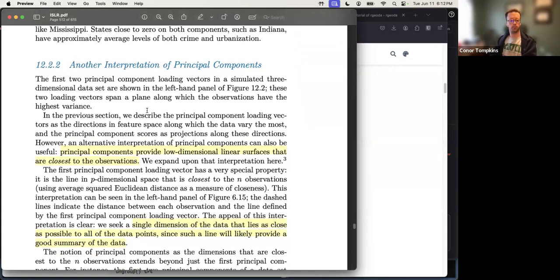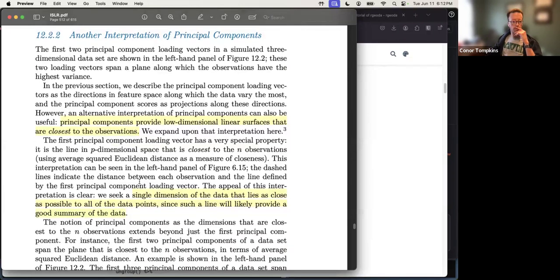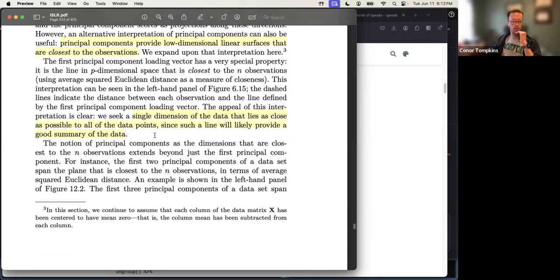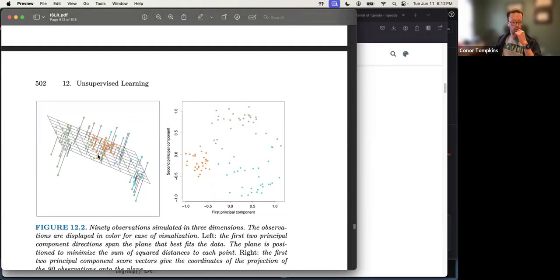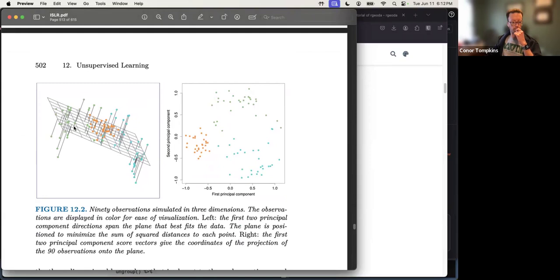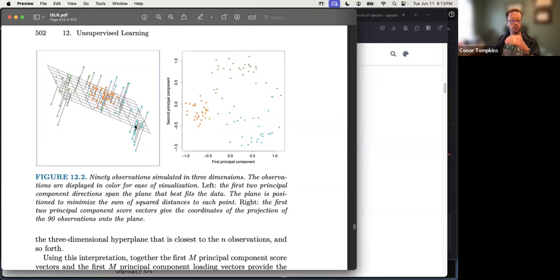So they give another interpretation of PCA here. And the other way of looking at it, instead of maximizing variance, is that you're creating surfaces in the feature space that are closest to the actual observations. So you're looking for a single dimension of the data that lies as close as possible to all the data points, so that it's a good summary of the data, right? You go through that here. So this is the principal components compared to the individual observations, and the components create a surface that is as close to those data points as possible.